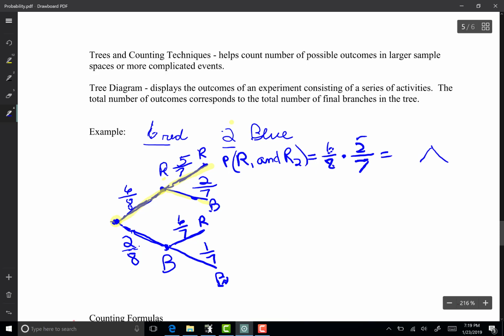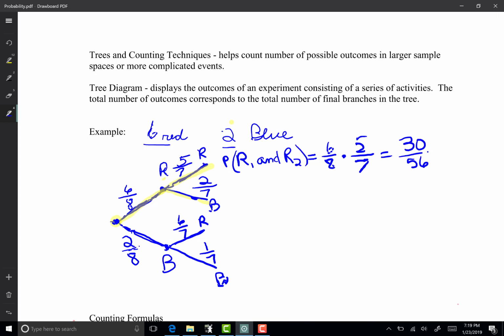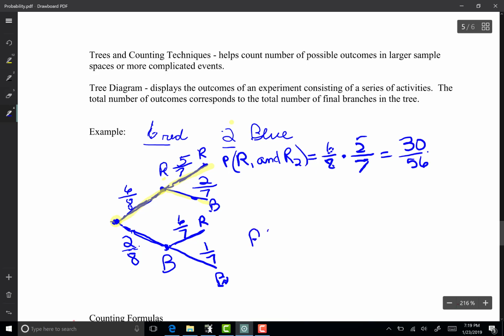Okay? Or 30/56. Does that make sense? Okay, now if we use a different path, let's say we want to know the probability of getting at least one red marble. Well, then we have some options, right?